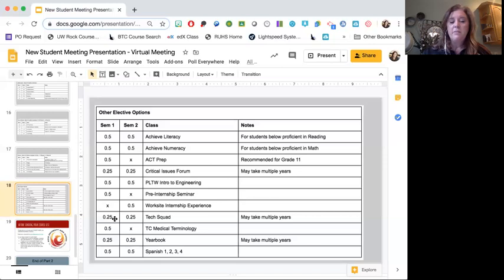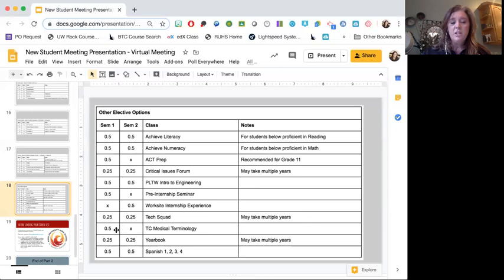Another class we offer is Tech Squad. This one is a 1/4 credit per semester. We recommend that you take it as a year-long class because projects that you start may bleed over and kind of run into the other semester. And this is another one that you can take multiple years. If you're interested in technology, learning more about technology, teaching others how to use technology, then Tech Squad would be a really good class to sign up for.